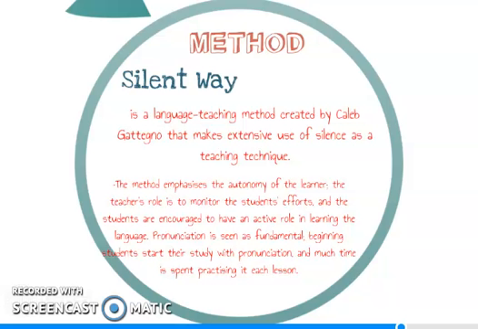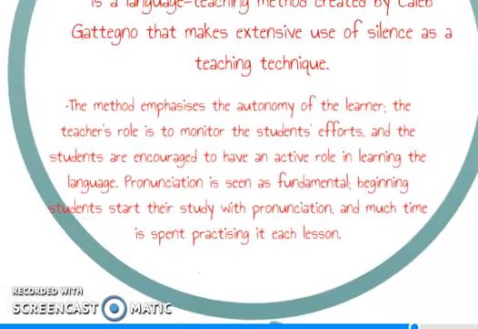And method is Silent Way. It is a language teaching method created by Caleb Gattegno that makes extensive use of silence as a teaching technique. The method emphasizes the autonomy of the learner. The teacher's role is to monitor the students' efforts, and the students are encouraged to have an active role in learning the language. Pronunciation is seen as fundamental. Beginning students start their study with pronunciation and much time is spent practicing it each lesson.